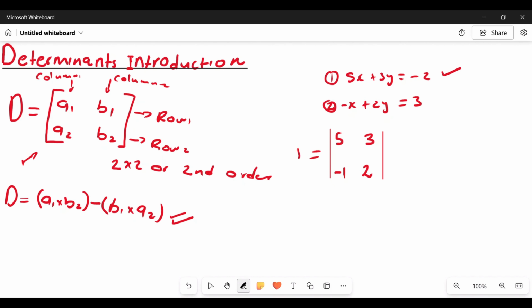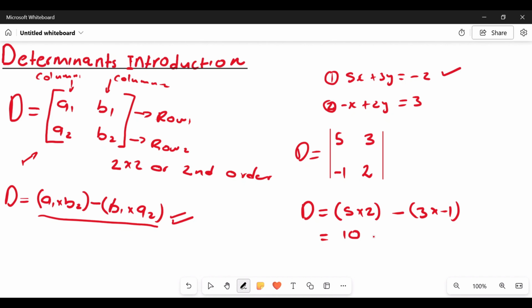So to find the determinant, we just need to use the formula that we talked about earlier. So let's do it. Now, determinant is going to be the multiplication of the first entry, which is going to be 5 multiplied by 2 minus the product of the second entry and the third entry, which is going to be 3 multiplied by negative 1. Right, so you do your math. This is going to be 10. This is going to be plus 3. And then your final answer, your determinant for this one is going to be 13.